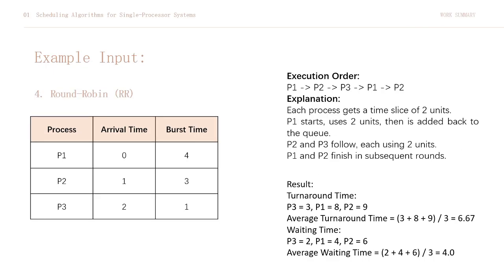And then is RR, round robin, which assigns each process a fixed time slice. If P1, P2, P3 have burst times of 4, 3, and 1, and the time slice is 2, the execution order is P1, P2, P3, and then P1, P2. So this method ensures fairness but can increase turnaround time for short tasks.